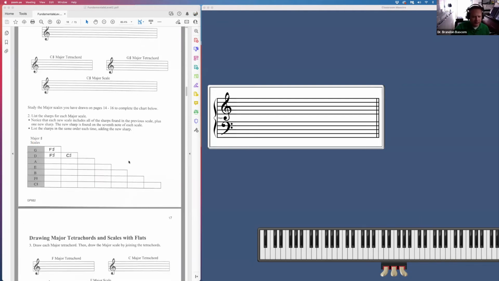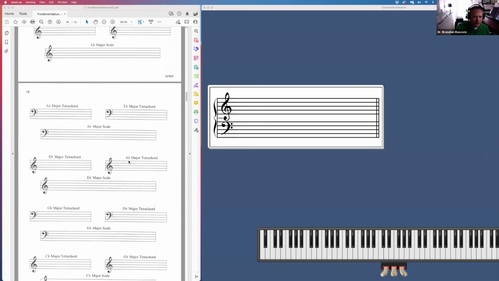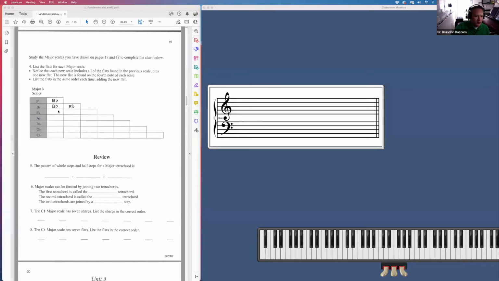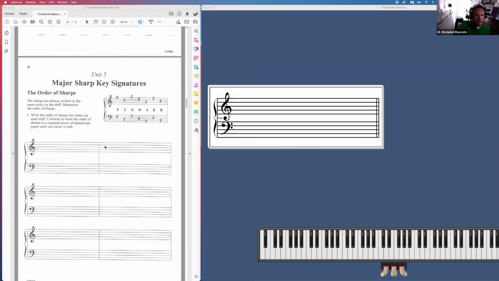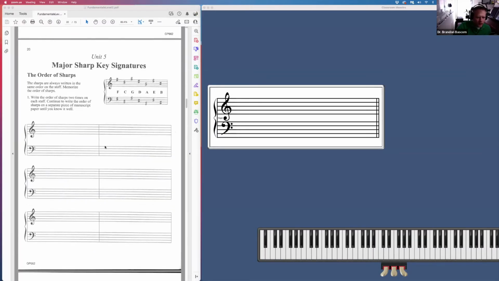Page 17, doing the same thing with flat keys. Remember our acronym for flats. Battle ends and down goes Charles' father. Little review for you here, asking questions that you should know the answers to. On we go. We have Unit 5, just dealing with major sharp key signatures. Should just be a review for you.